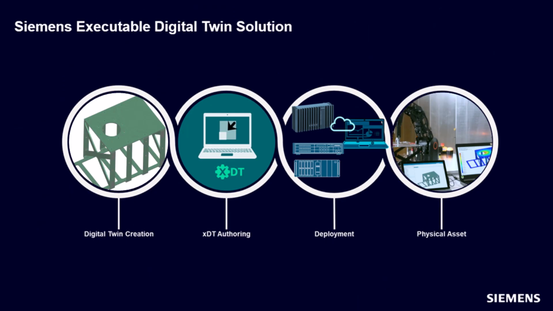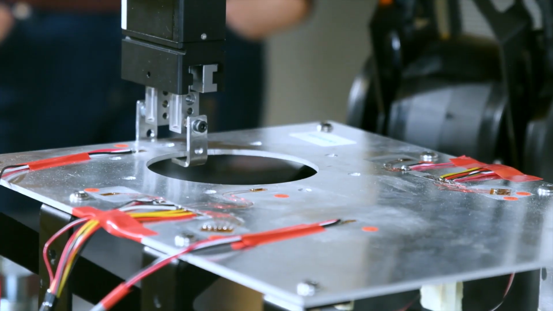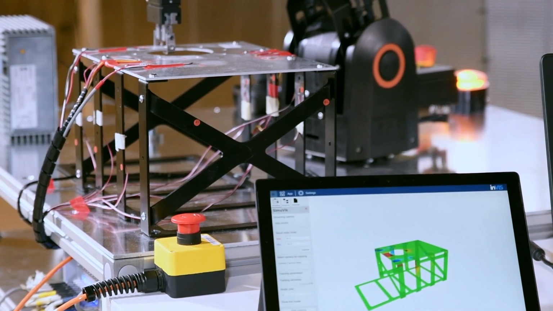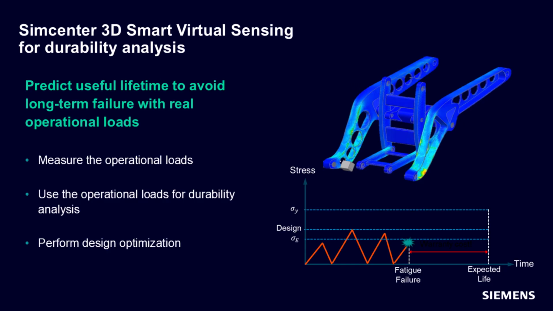By using Simcenter 3D Smart Virtual Sensing, you can create an executable digital twin, or XDT. The XDT is packaged on an edge device via a functional mockup unit, or FMU, so that it can run in variable platforms for real-time testing, condition monitoring, or predictive maintenance. Another advantage with using smart virtual sensing is that you can use it to calculate the operational loads that can then serve as input for further types of analysis, such as for durability, so you can better optimize your designs.